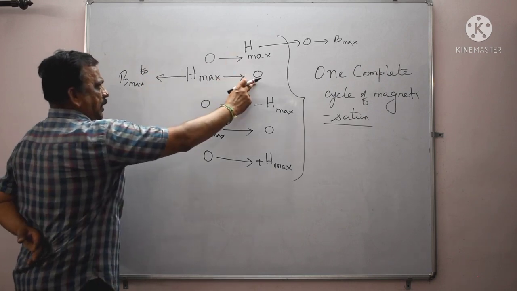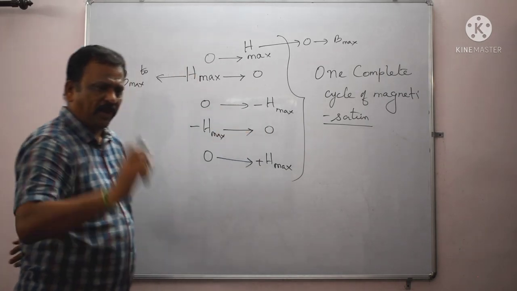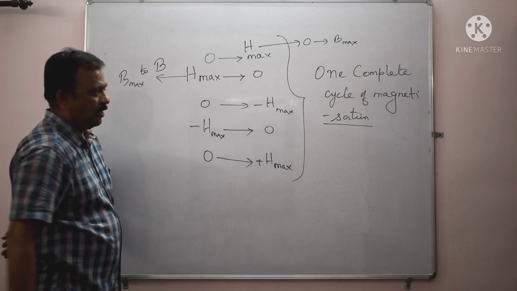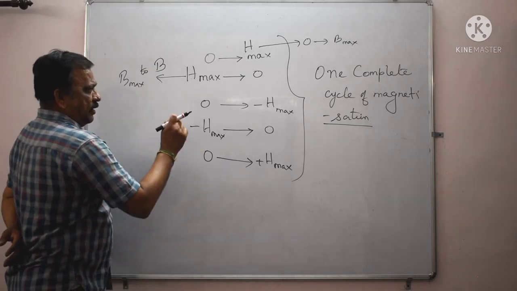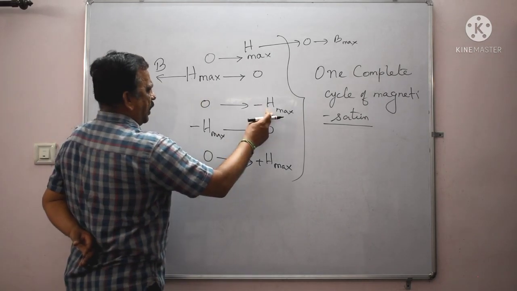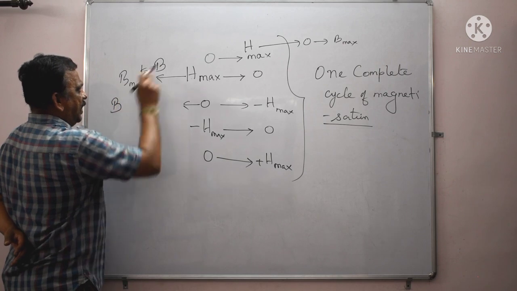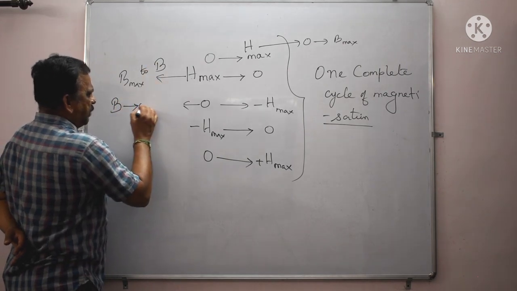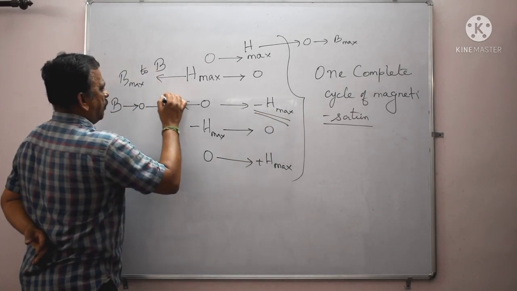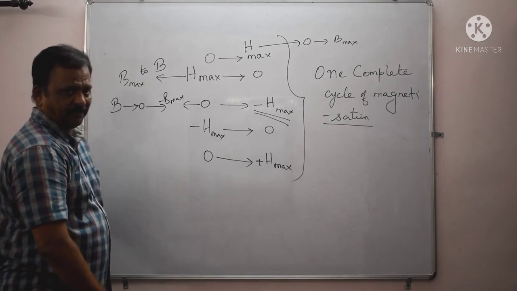Because when H is made 0, the magnetic field induced in the specimen will never become 0. It will retain a small magnetism for some time. So let me take it as some B. Now, when I change the magnetizing field from 0 to negative H max, during this process, the magnetic field retained in the specimen will first become 0, and then for negative H max it will reach the saturation magnetic field but in the reverse direction.